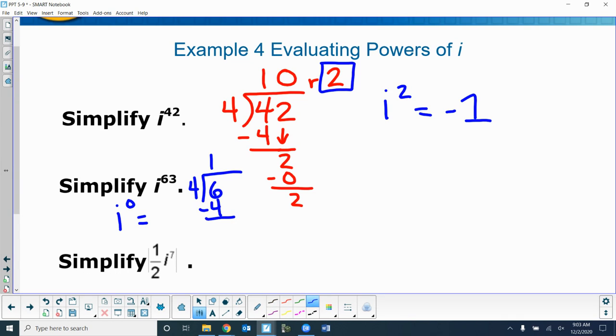Sorry about that. How many times does 4 go into 23? 5 times. 5 times 4 is 20. What's my remainder? 3. So this isn't i to the 0, it's i to the third power, which is negative i. Remember, it's 1, i, negative 1, negative i.